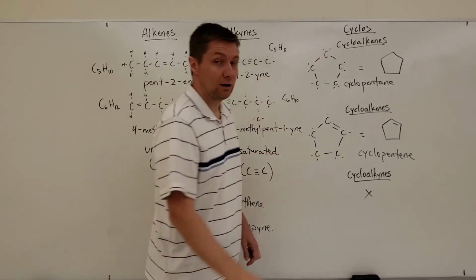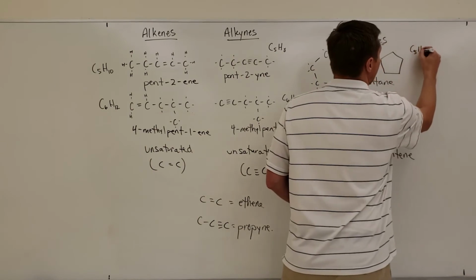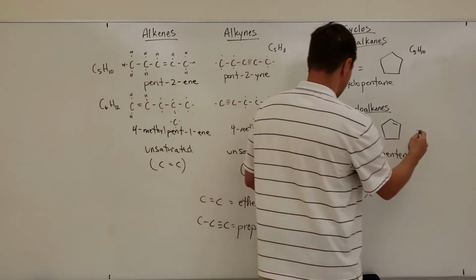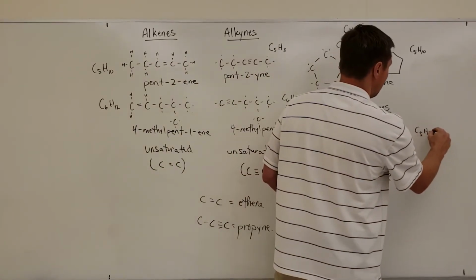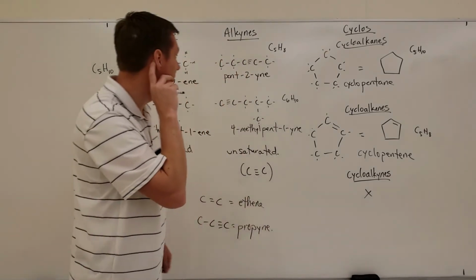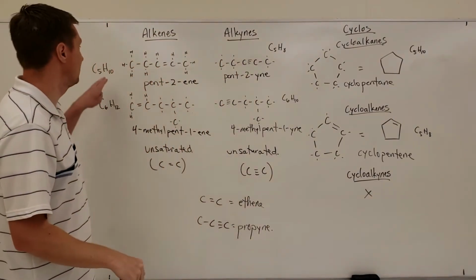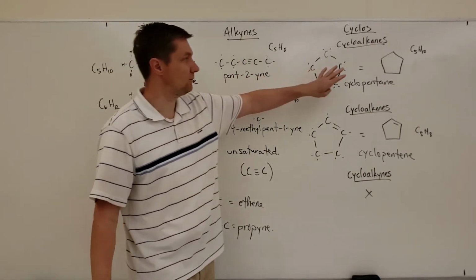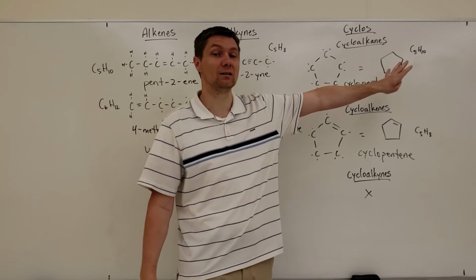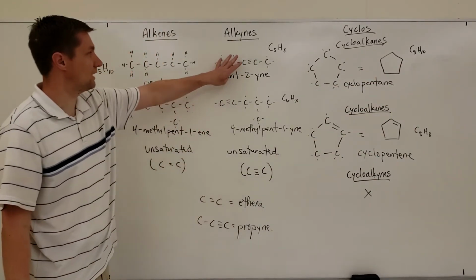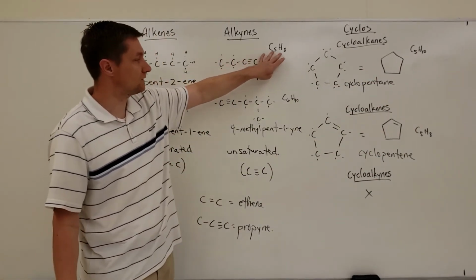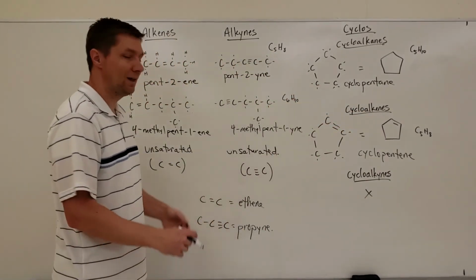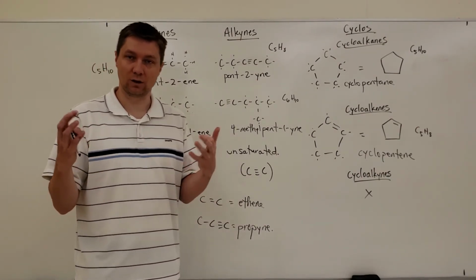Take a look at these cycloalkanes here. This would be C5H10, and this one, the cyclopentene, would be C5H8. Now what you can notice here is that the chemical formula of this alkene, if it's got 5 carbons, is the same chemical formula as this cycloalkane. And if you take a look at this alkyne right here, it's got the same chemical formula as this cycloalkene right here.